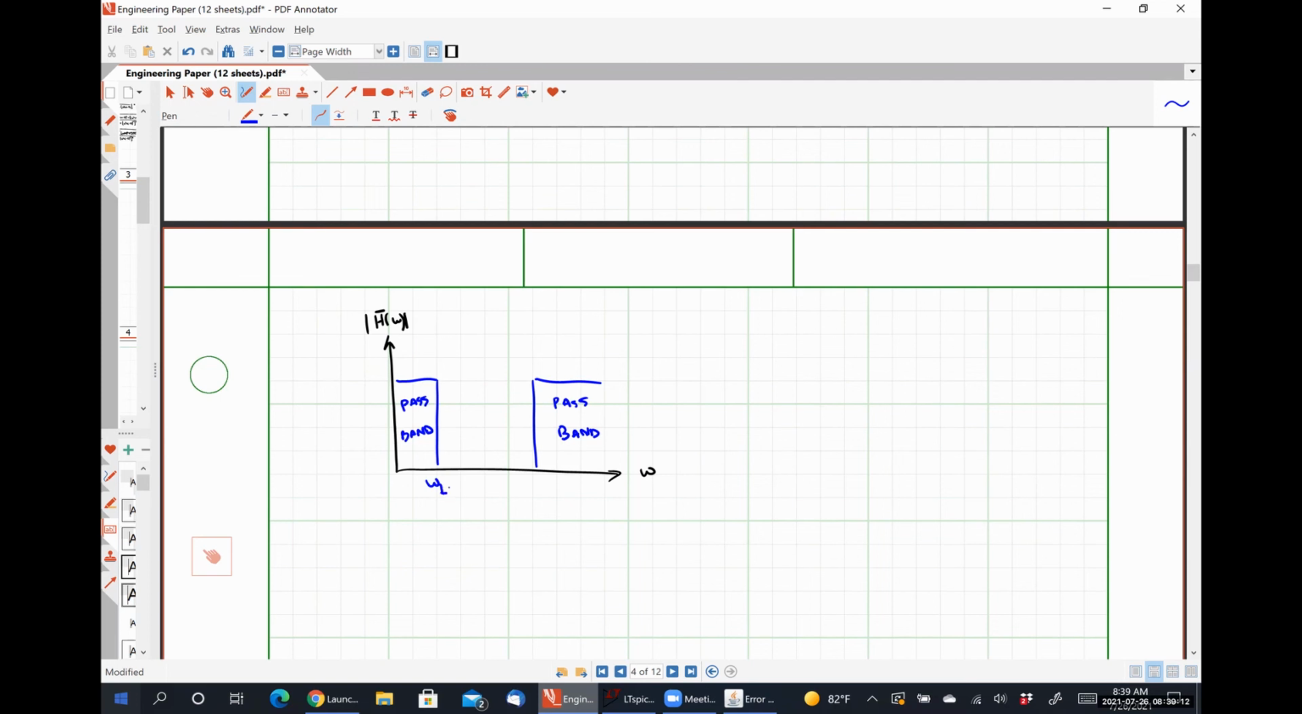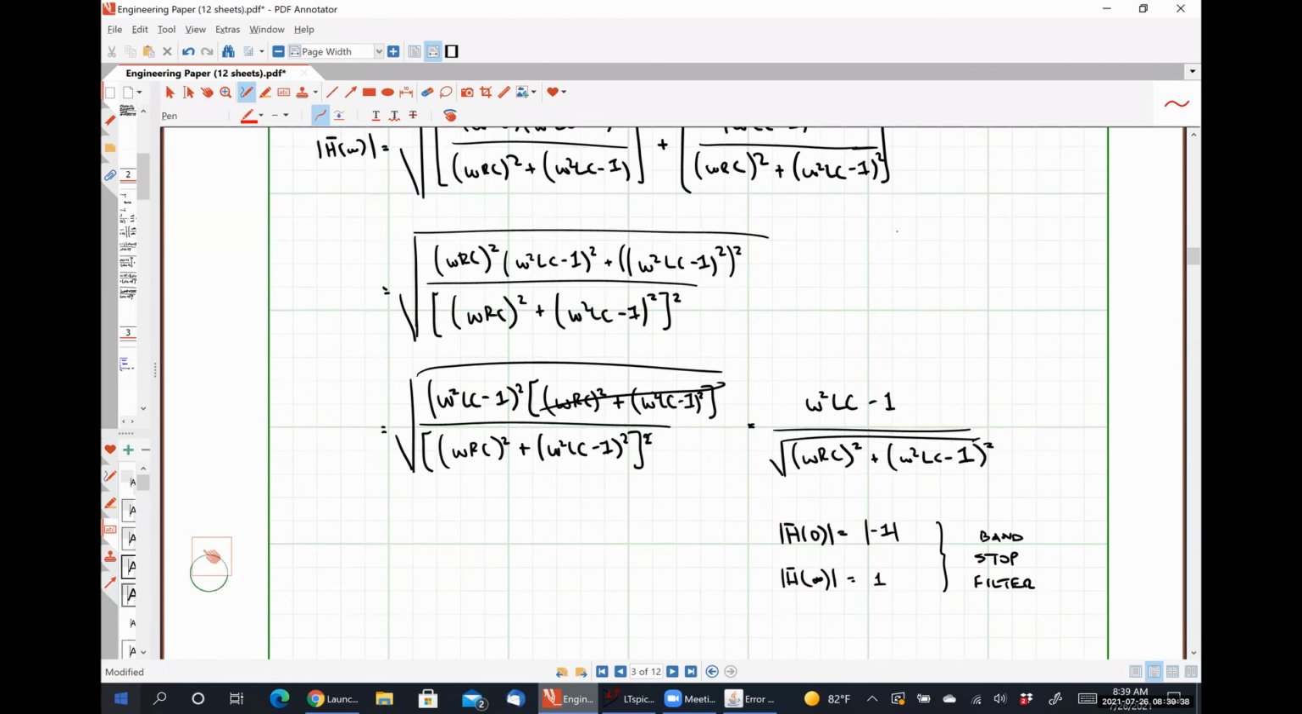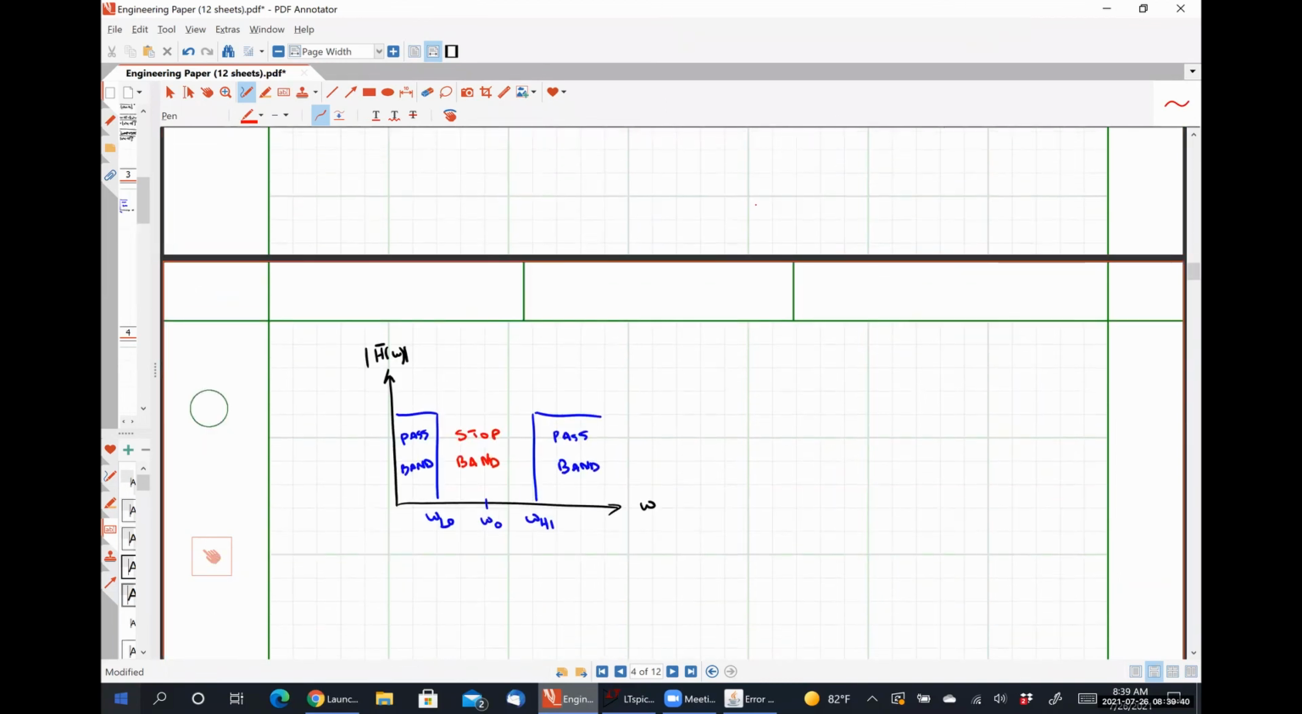The edge of this first pass band, where it transitions from passing to attenuating, is omega low. The edge of our second pass band, where it goes from attenuating everything to passing everything, is omega high. Right in the middle, we're going to have omega naught. So this region in the middle is our stop band. Call this a band stop filter? Yeah, just making sure.